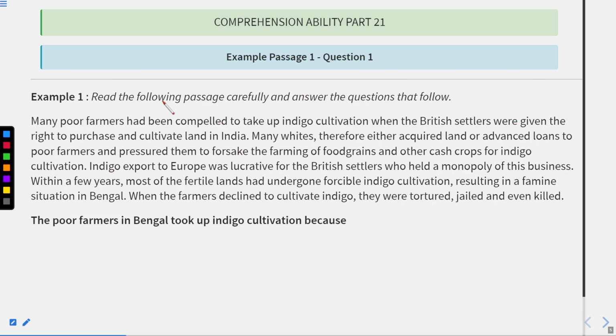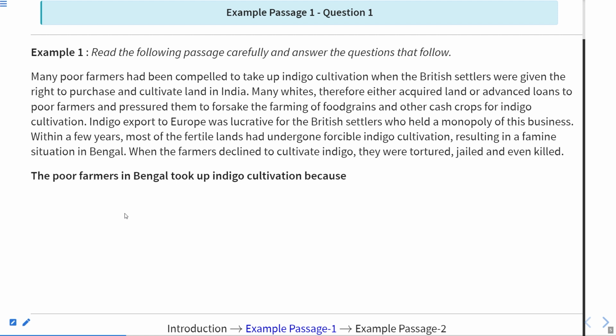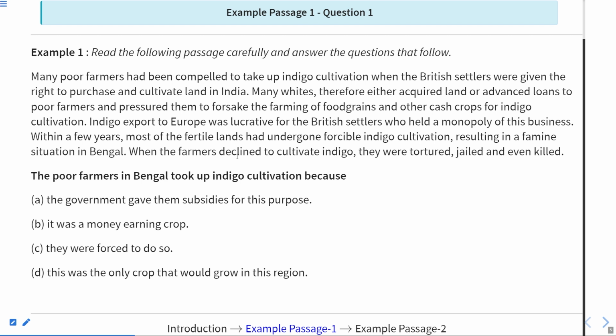Now we have some questions based on this passage. Now let us do the questions. Okay, the first question is: the poor farmers in Bengal took up indigo cultivation because, and the options are: the government gave them subsidies for this purpose, it was a money earning crop, they were forced to do so, or this was the only crop that would grow in the region.